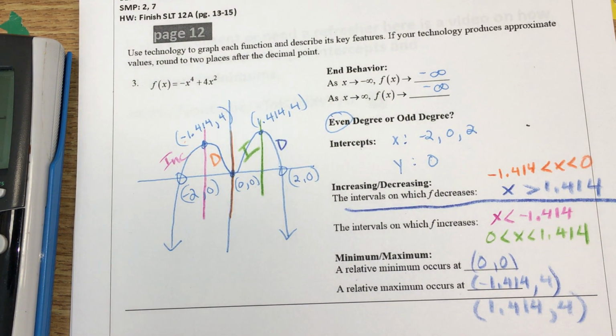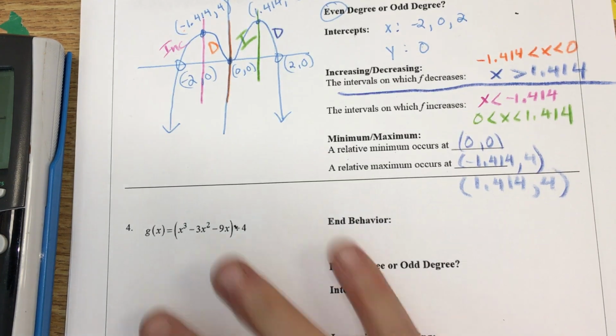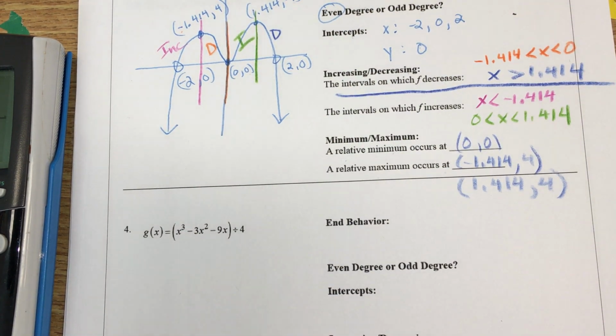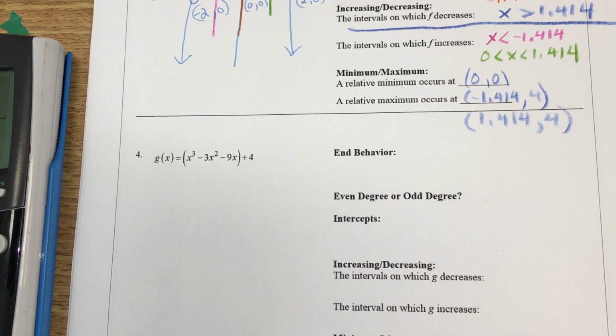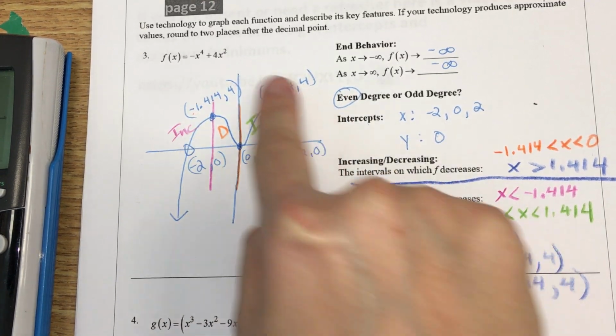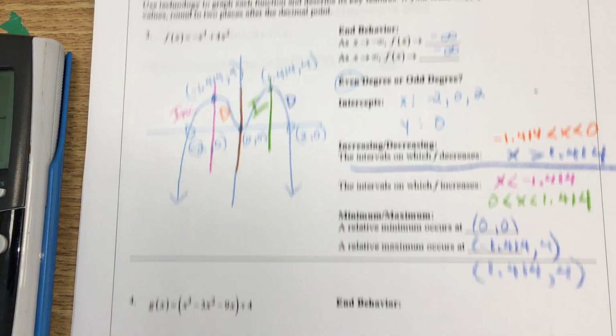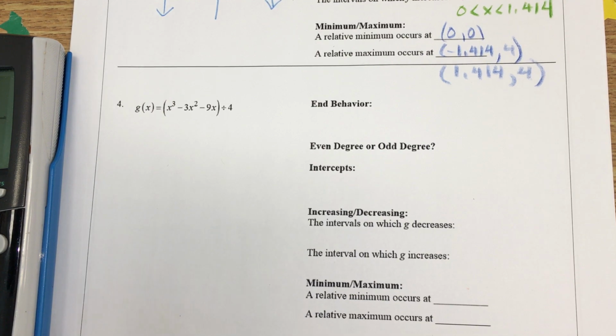All right, so go ahead, pause the video, type number 4 into your calculator, and see if you can get all of these points like I did for number 3 on your own.